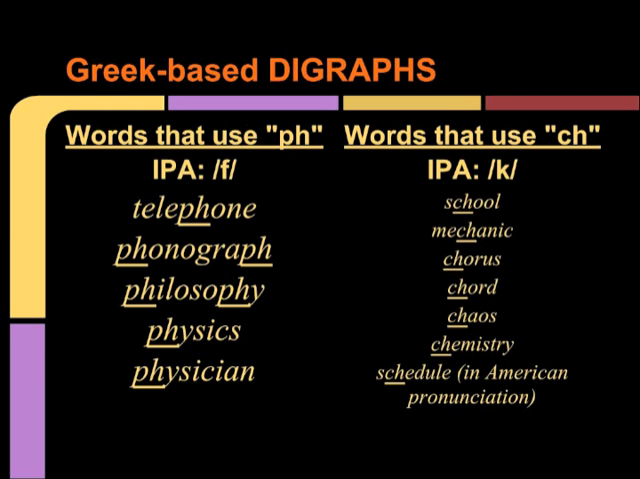Words that use ch, IPA, k. School, mechanic, chorus, chord, chaos, chemistry, schedule in American pronunciation.